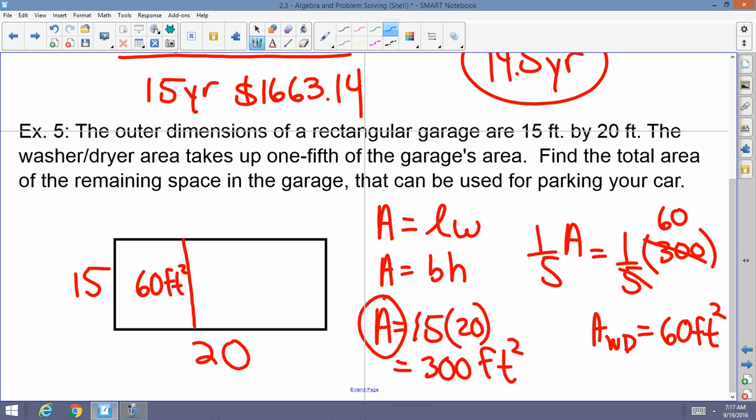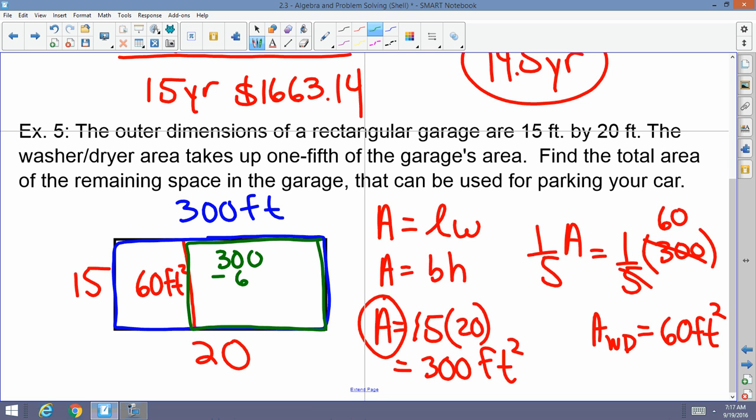The whole entire garage is 300 square feet. I want to know the area of the remaining space. Well, that's going to be this part right here. And that will be 300 minus the washer dryer area of 60. And I've got 240 square feet left for the rest of the garage. And that I could use for my car or whatever other things I may need to store.